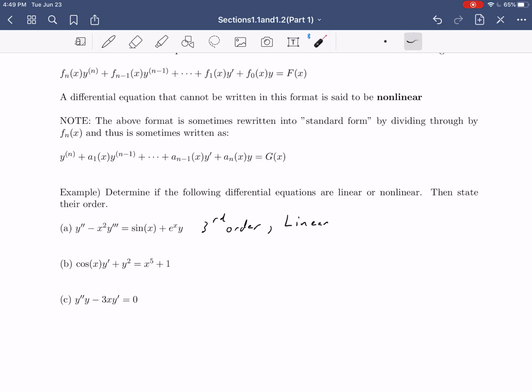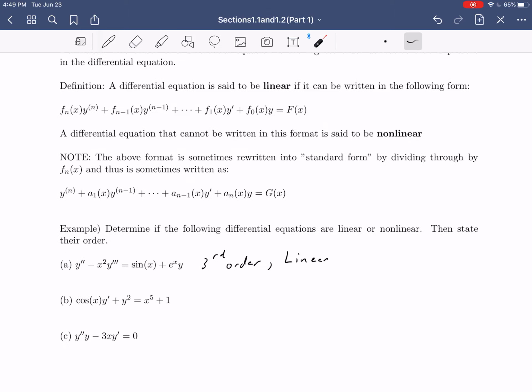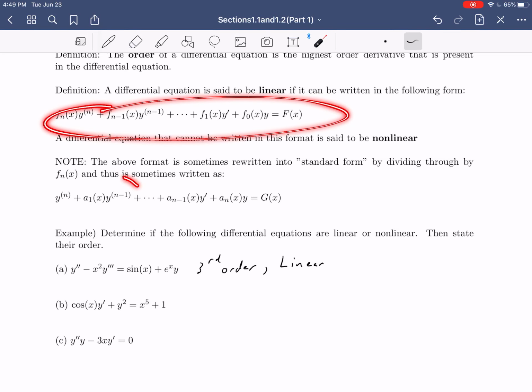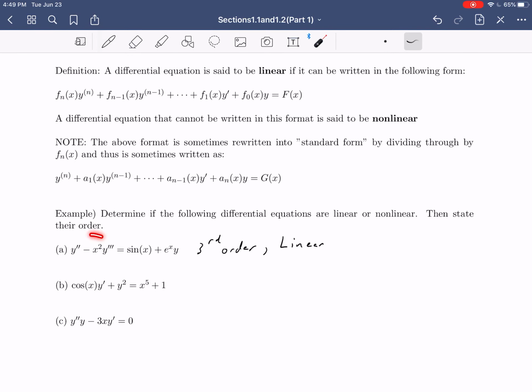If you're a little less into just saying, can I just deduce that it's linear? Well, if it's linear, you should be able to write it into this format or into this standard form. So let's see if we can shift this around to fit the basic format. If I do that, notice I can rewrite it in that descending order here. So I could think about it as minus x squared y triple prime plus y double prime minus e to the xy would be equal to sine x.